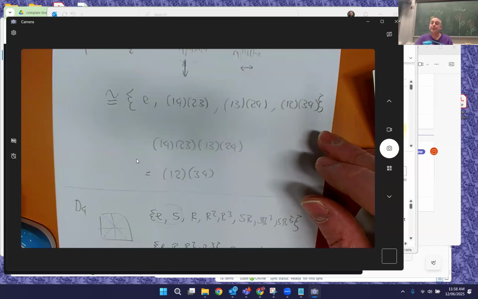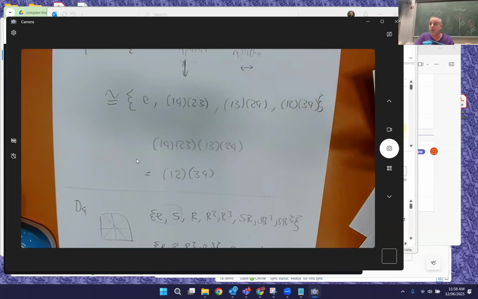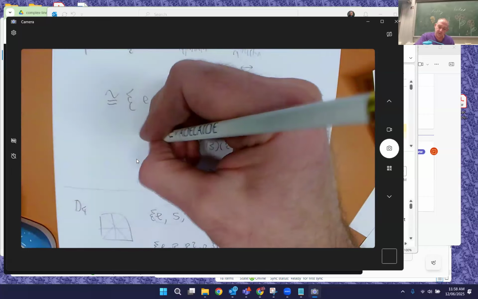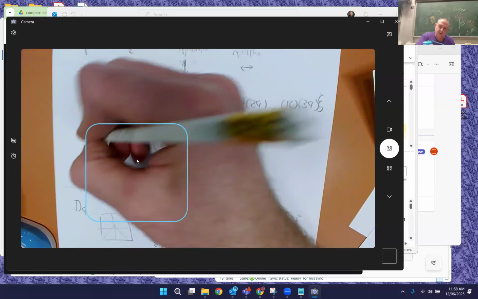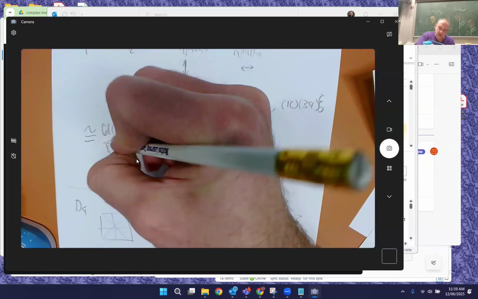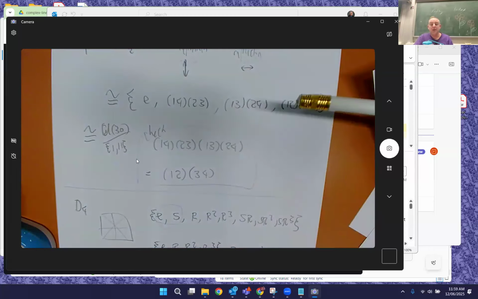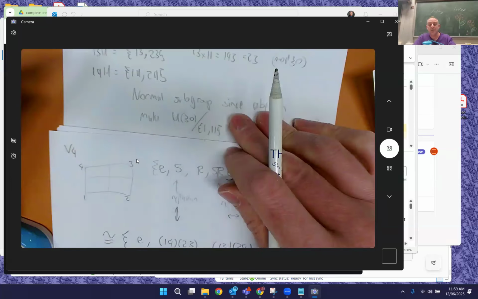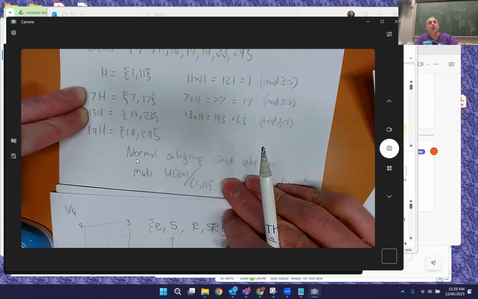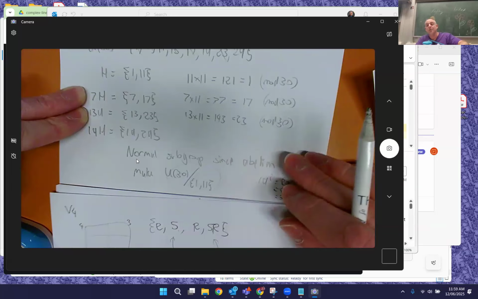There's lots of ways of showing that it's not, but this is not isomorphic to this, just to check. And this is not isomorphic to the U30 over 1 and 11, because everything in this group has order 2. Like everything here is its own inverse. But in this one, neither of these were their own inverse. So that's a different group. They can't be isomorphic because it doesn't preserve inversion.